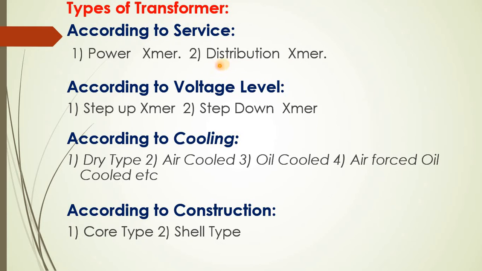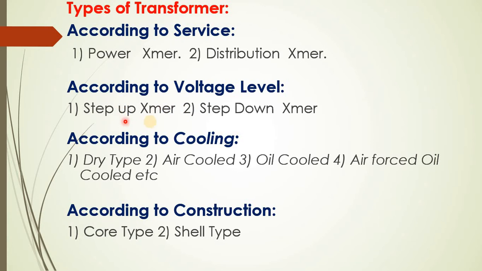Whereas the distribution transformers are located near the distribution side, or near the end consumers, and the voltage level at this distribution transformer is 11 kV to 415 volt, or 220 volt for single phase and 415 volt for three phase. The rating of this transformer is in several kVA. So the kVA rating is for the distribution transformer, and the MVA rating is for the power transformer. Now, the second category or classification of the transformer is according to voltage level.